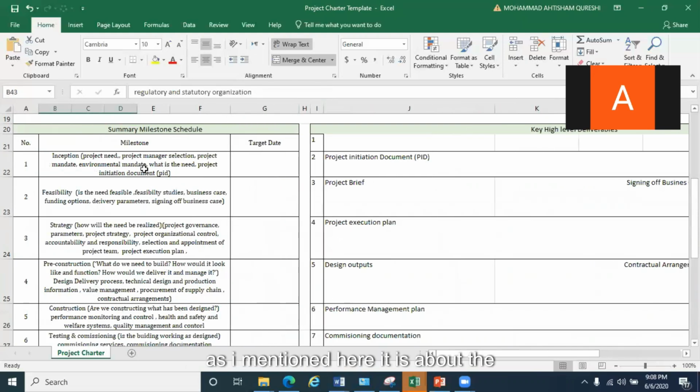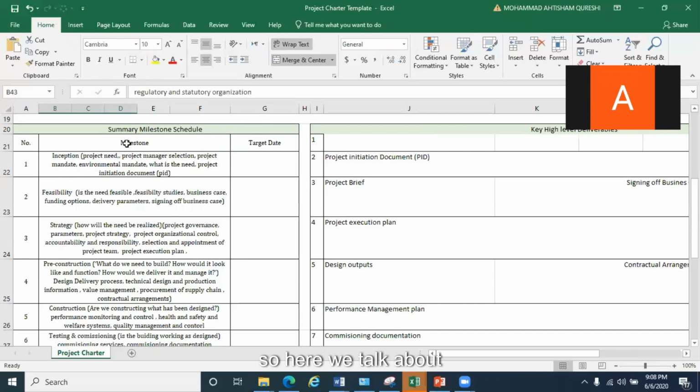As I mentioned here, it is about the construction project. And the summary milestone schedule, as I said earlier, may be the full project life cycle. A project life cycle has different phases. The construction project life cycle is a little different from the IT project life cycle because the names of the phases will be more relevant to the construction industry.